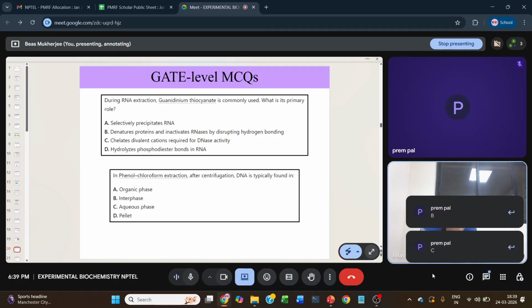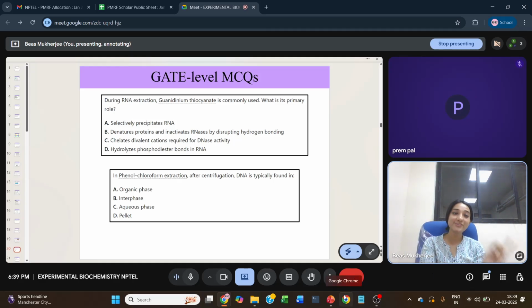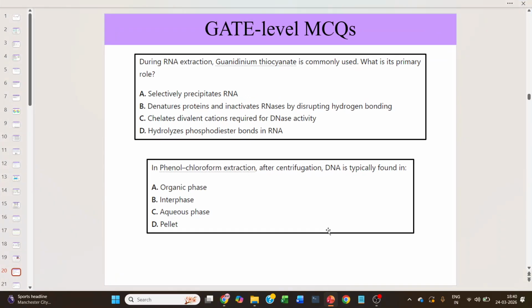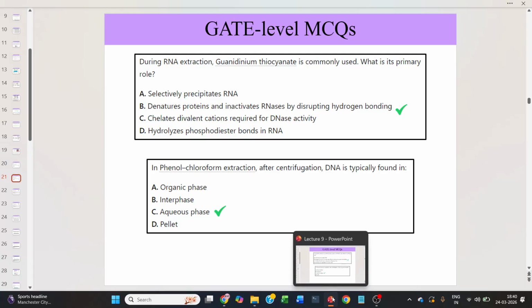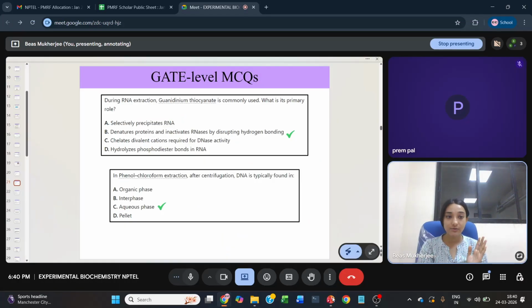In phenol-chloroform extraction, after centrifugation, DNA is typically found in which phase? So this you have to remember, in which kind of technique where DNA is found. This is very important because these kind of questions will be there in the exams. So yes, that is correct. B and C. DNA is found in the aqueous phase in the phenol-chloroform extraction method. Okay, great.